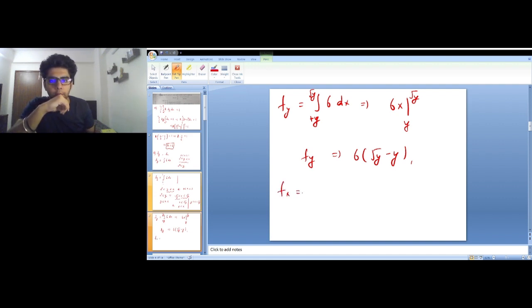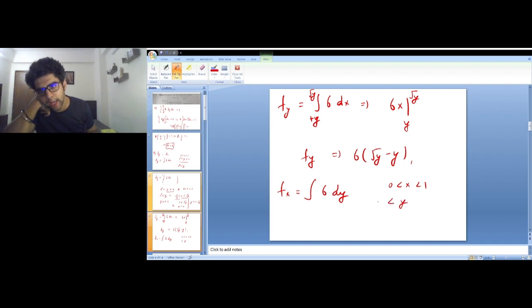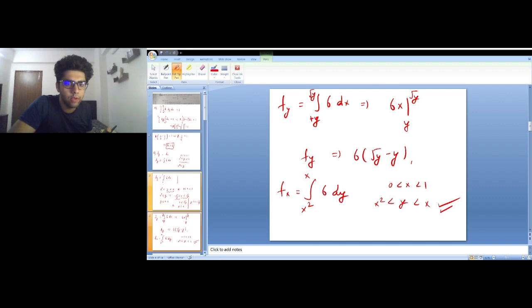So now we need to find f of x. Finding f of x, I need the limits of y. So 6 dy. So we know that x lies between 0 and 1. And my y lies between x square and x. So I need to find the limits of y. We are already given the limits of y. Y lies between x square and x, right? So we are capturing the whole effect by including the limits in terms of x. So we just need to solve this.